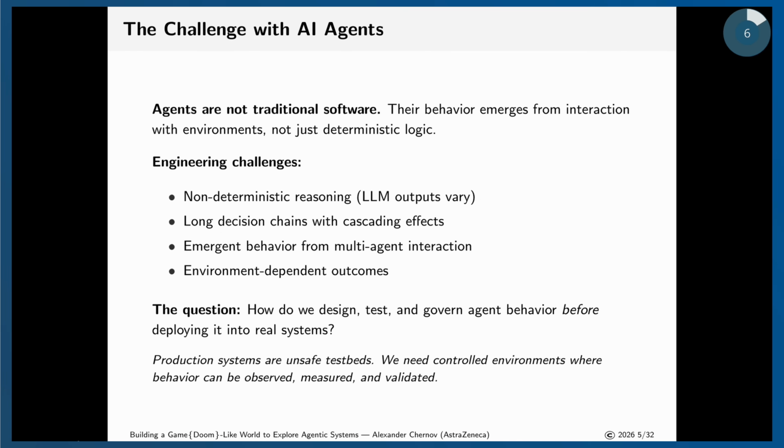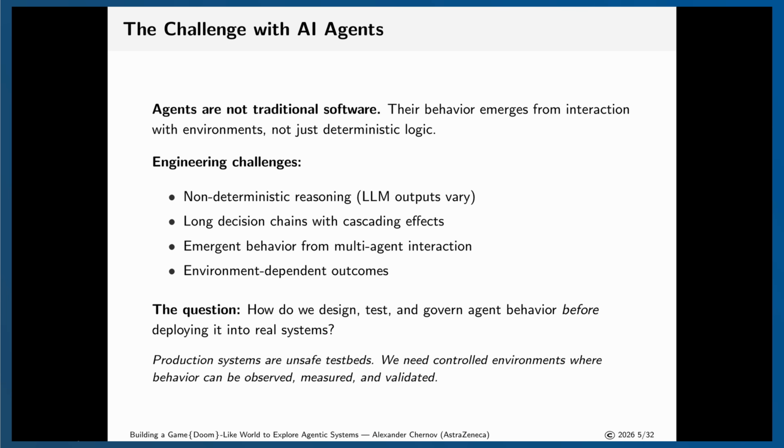So why game agents? The challenge with AI agents is that they are not traditional software. Their behavior emerges from interaction with the environment, not just deterministic logic. It's not just a piece of software where you put if-then. It's actually much more complex. It has no deterministic reason because there's an LLM behind it, and the LLM may decide one way or another.